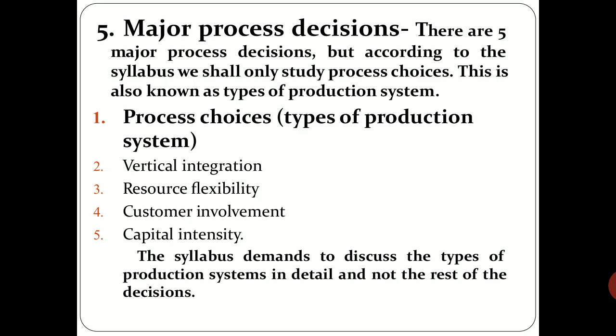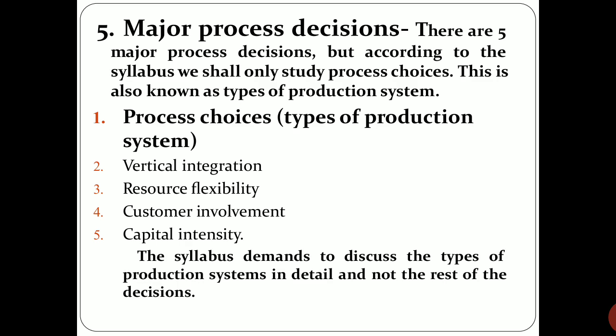We are not going into detail of all these other decisions, like vertical integration, resource flexibility, customer involvement, or capital intensity, right? We are not going in depth into the rest of the 4. Instead, we focus on the first one, that is process choice. When it comes to your syllabus, again, that demands what? That demands the types of production process in detail and not the rest of the decisions. So we are avoiding it. We are moving towards the first major decision, and only that decision will be studied in the further part of the session, and the coming session also.